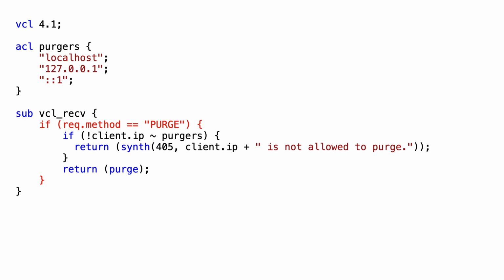If it is purge, you'll map the client IP address and see if it matches the purger's ACL. If that is not the case, we return synthetic output: a 405 saying that the client IP address is not allowed to purge. And if the client IP does match the ACL, you just perform a return purge. So in the end, it's all about connecting your CMS, for example, to Varnish and allowing it to do a purge call for a specific URL to invalidate that one from the cache.